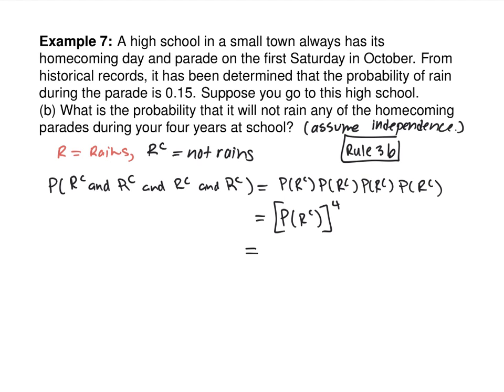So that's gonna be 0.85 to the 4th, right? Yep. Which works out to be approximately 0.522. So that's rain never, right? As in none of the years that you're there. About a 50% chance you will never see a drop of rain in homecoming, okay?